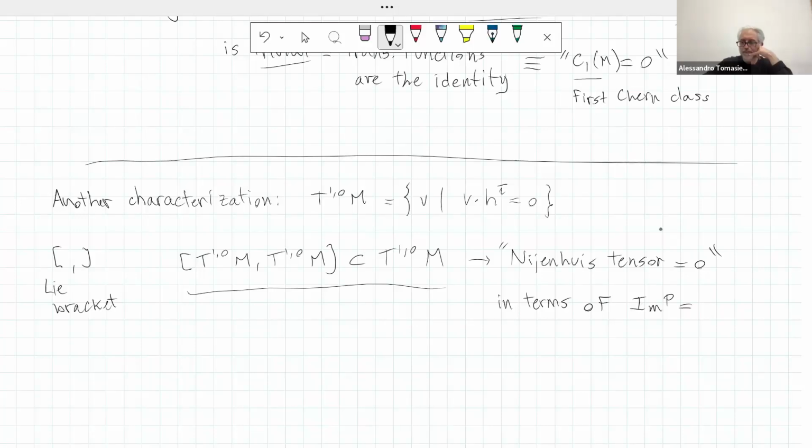It looks something like this. So this condition will become a complicated equation in terms of this I. And this is what you often find in books. So, okay, these are many possible characterizations of manifolds in which there are complex structures. I didn't say it, but manifolds in which complex structures exist are called complex manifolds.